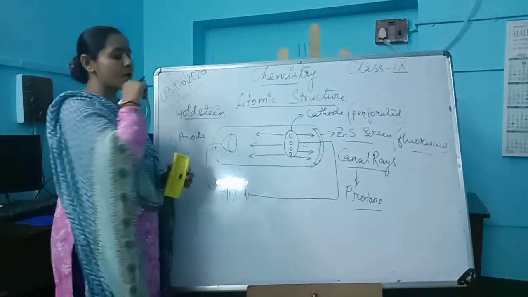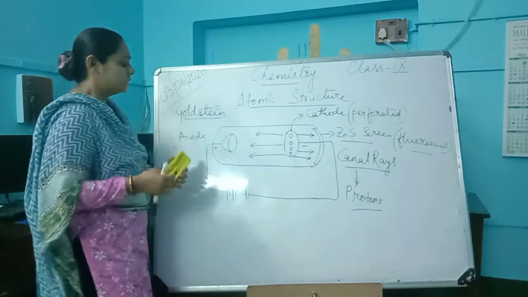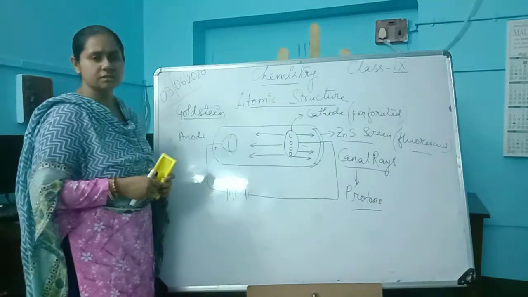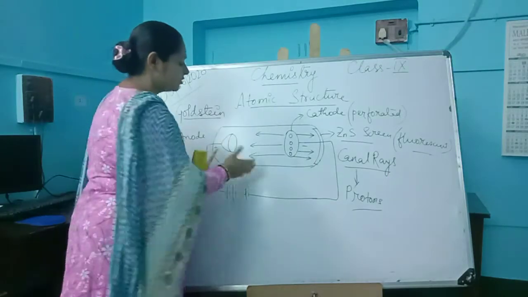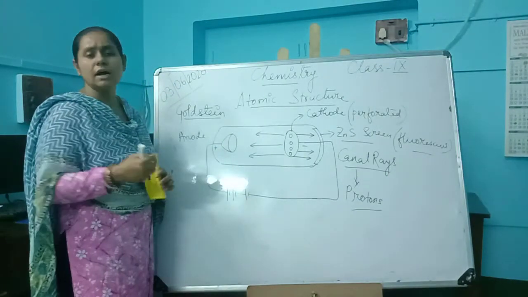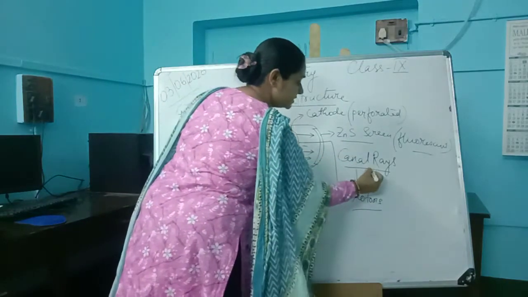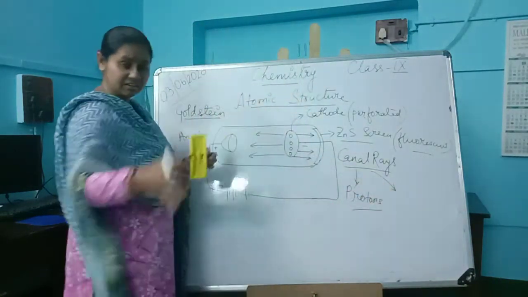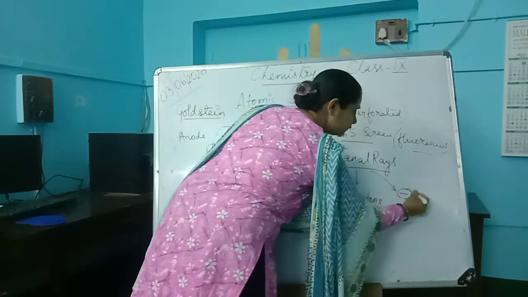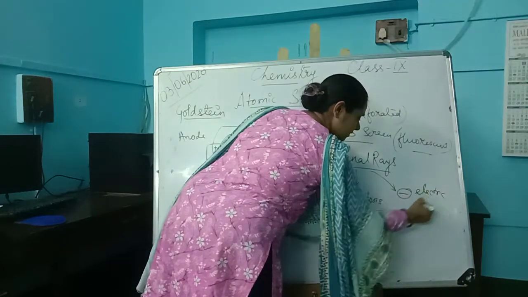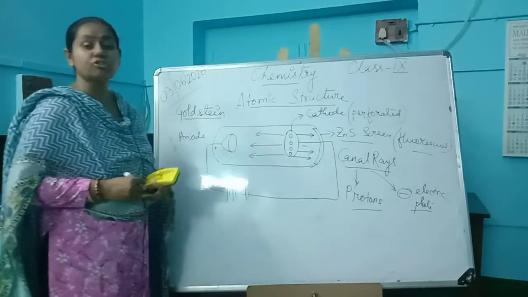Now, to study the properties of the proton, how do we analyze them? Goldstein performed a certain experiment. He applied an electric field over here. On applying the electric field, he found that these canal rays got bent. They bend towards the negative electric plate.